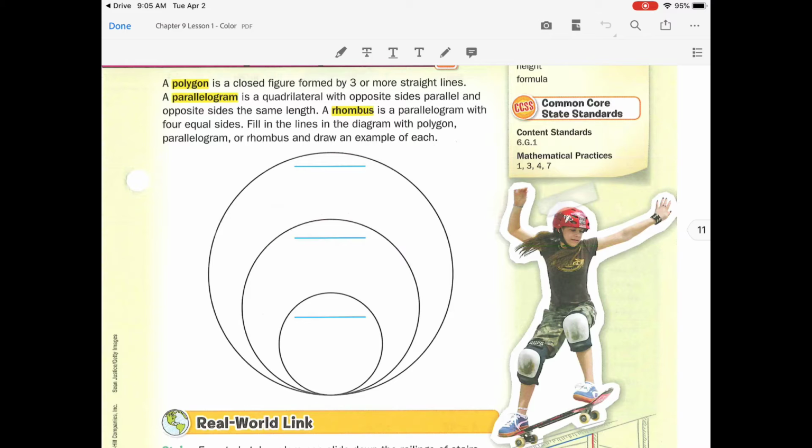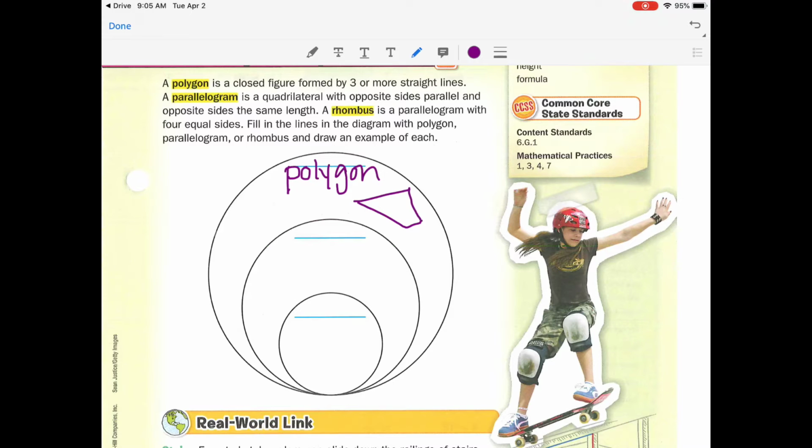So what I want you to do is go ahead and just write the word polygon on this outer circle right here. And then we're going to draw a picture of what that actually looks like. So it says that it is a closed figure that has three or more straight lines. So it could look something like this. It could look something like this. There's nothing really that says it has to have four sides; it's going to have three or more sides, and it's going to be closed, meaning that you could fill it in and nothing's going to come out.